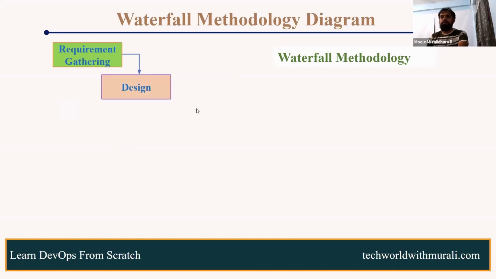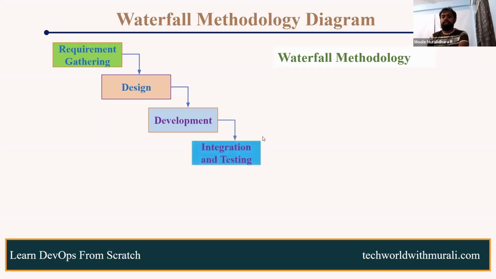Once the design is completed, development will start. Whatever requirements we gathered will be designed, and once the design is completed, development starts. Once development is completed, integration and testing will start. Next is deployment. Once testing is completed, we'll deploy to lower environments and also production, for example dev, QA, test, UAT, pre-prod, and prod. Once that is done, we move to maintenance.